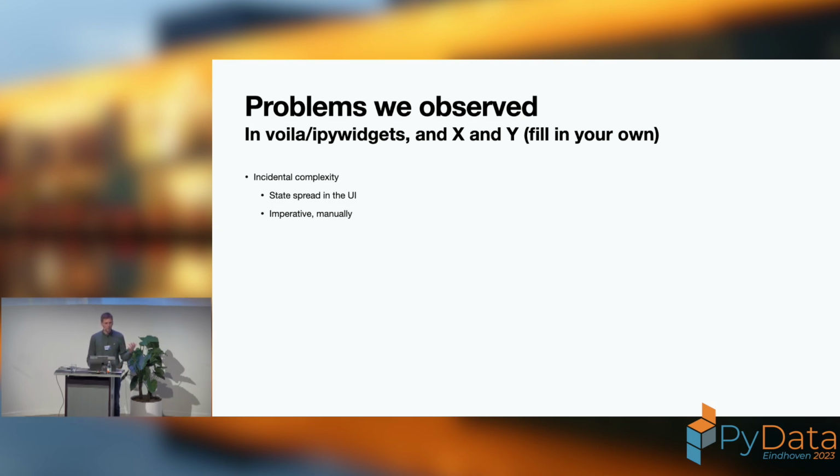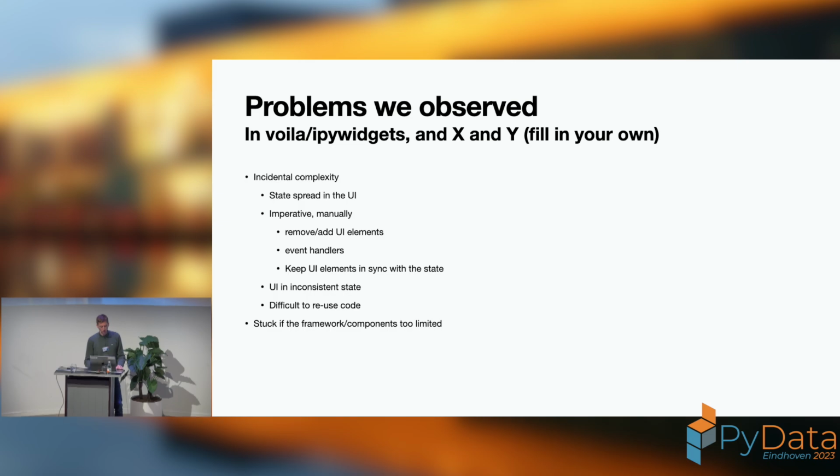Imperative, like manually creating your UI, manually adding UI elements and removing them, manually adding and removing event handlers, leads to a lot of bugs and code that is difficult to maintain. And it's really difficult if you have state outside and state spread among your UI elements to keep them in sync. What often happens is your UI is in an inconsistent state. Someone clicks a button, something doesn't update, something's not exactly right. And especially with IPyWidget, we had trouble reusing code. That's pretty difficult actually in UIs, but I think we have a solution to that.